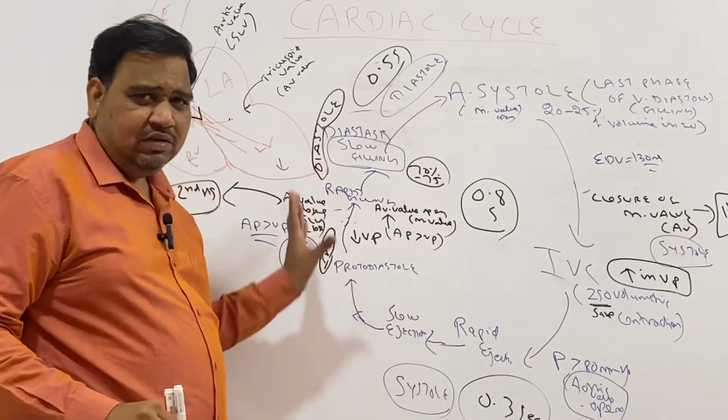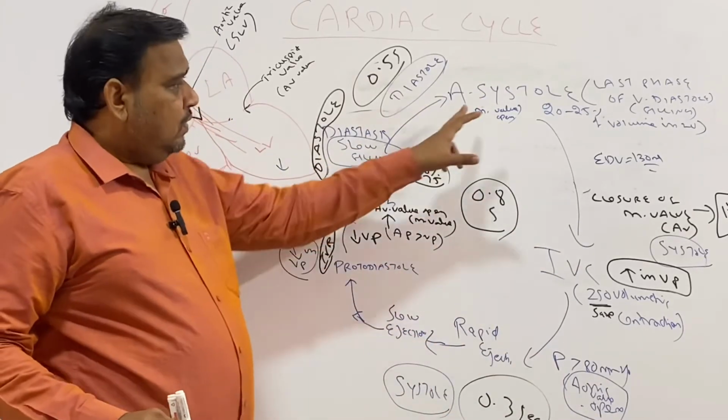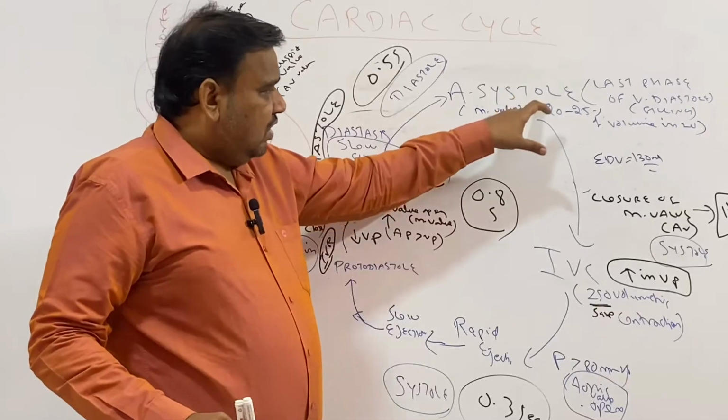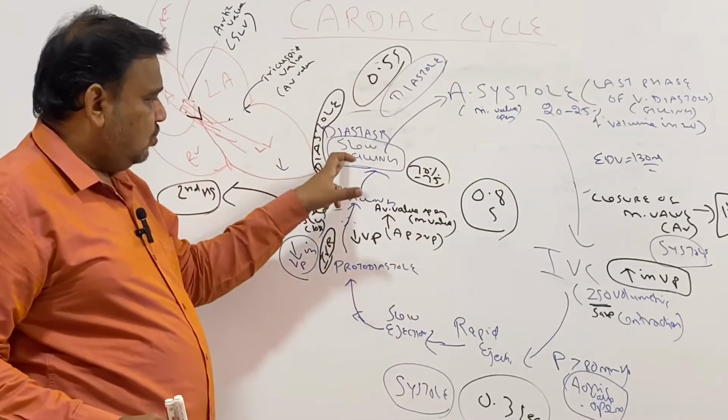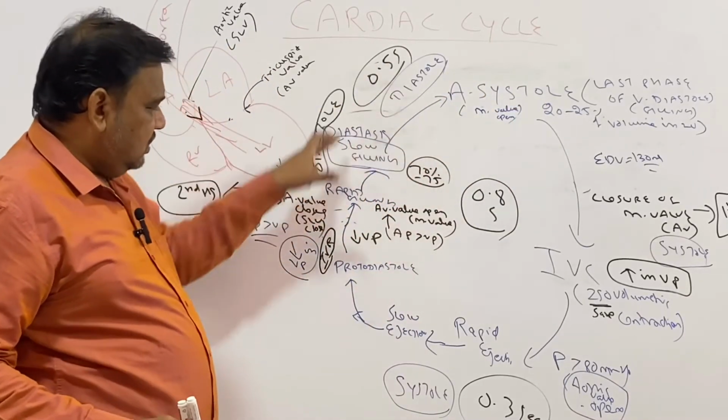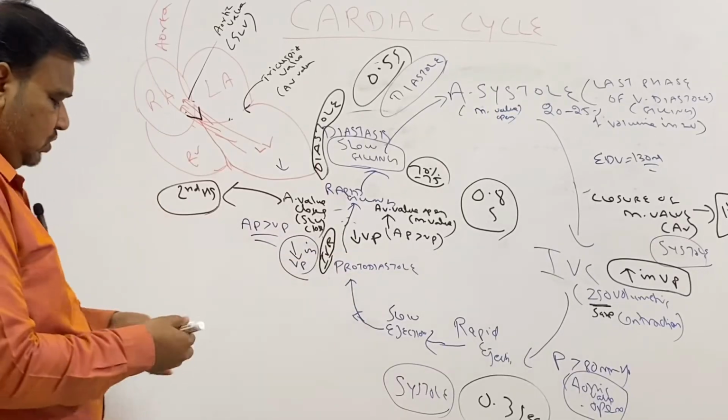I am taking the left ventricle chamber for explanation. And atrial systole is the last phase of rapid filling, slow filling, atrial systole. So all these from protodiastole, just note it down. Yeah, that also I want to tell.